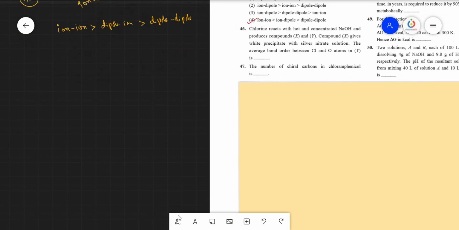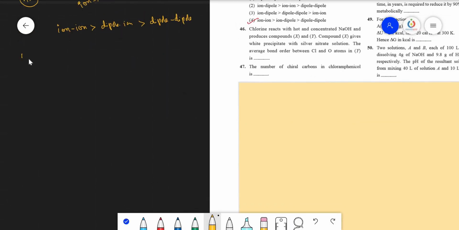Now let us see the 46th question. Chlorine reacts with hot and concentrated NaOH and produces compounds X and Y. So let's try to write down the reaction for this question first. We know that 3 moles of chlorine react with 6 moles of NaOH, hot and concentrated, giving 5 moles of NaCl plus NaClO3 plus 3H2O. So it is providing two compounds X and Y. Imagine this is the X and this is the Y.